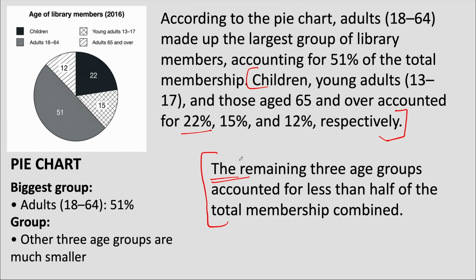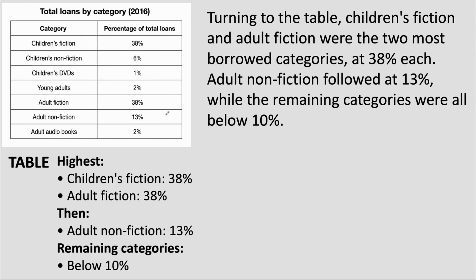Personally, I prefer the first version because this chart has only 4 categories, so including all the figures doesn't make the paragraph too long. But both approaches are acceptable. Let's move on to the table.